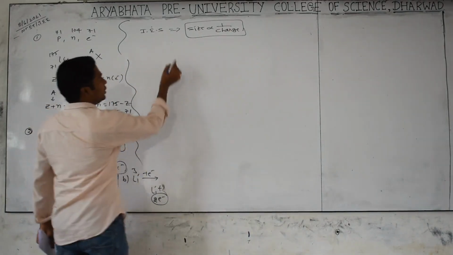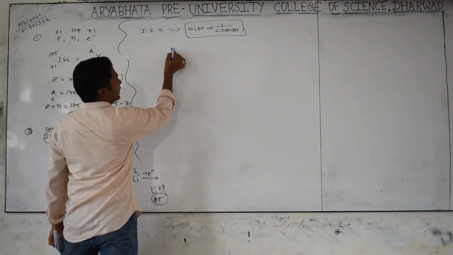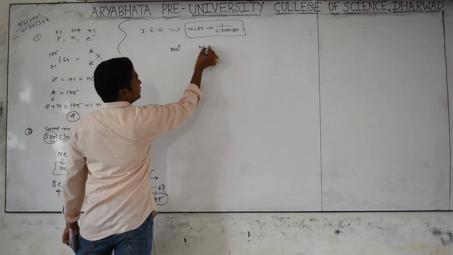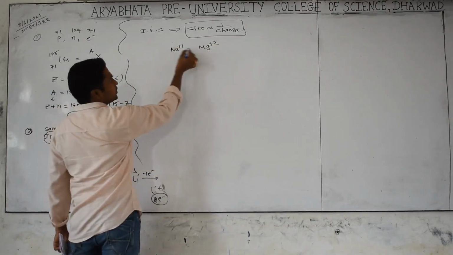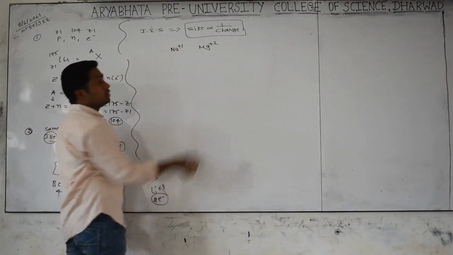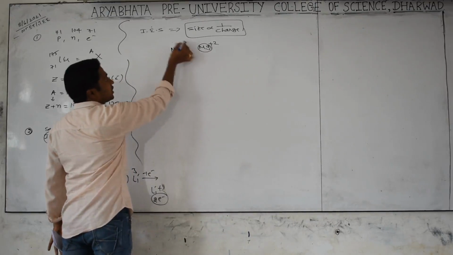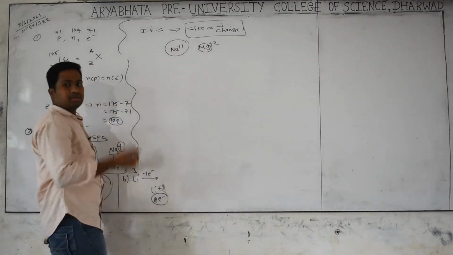For example, you have Na plus and Mg plus 2. Both have the same number of electrons, but here one has plus 1 charge and the other plus 2 charge. More charge, small size; small charge, big size is the concept.